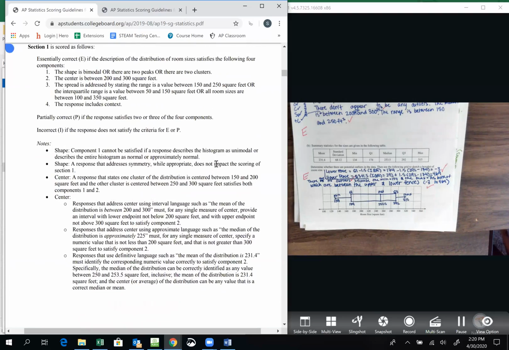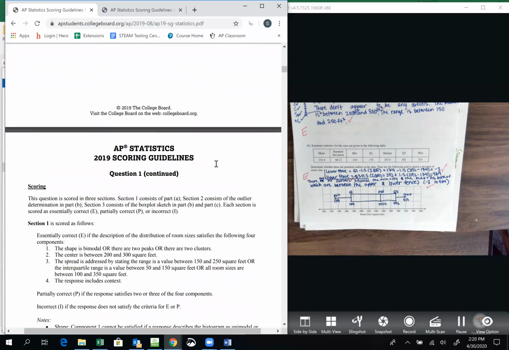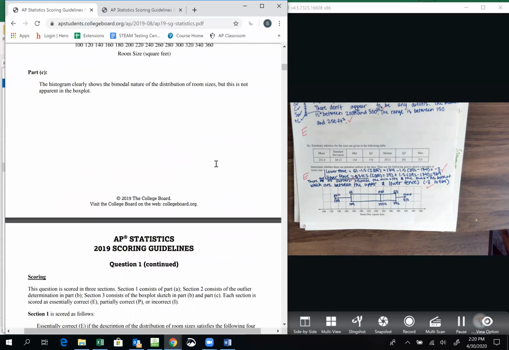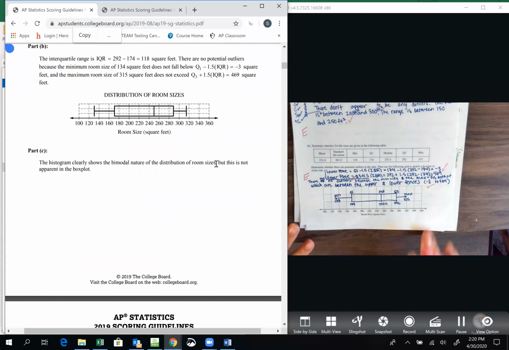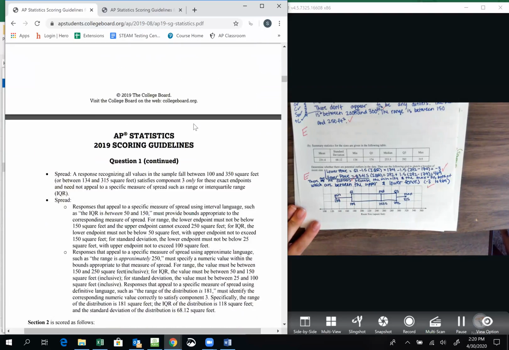Section 3, I assume, is just the box plot. Yep. So here's my sketch. I labeled Q1, like I labeled what the point was and the number for it, but they did not. They just used the approximate values on the number line. Let's see what they say to look for.